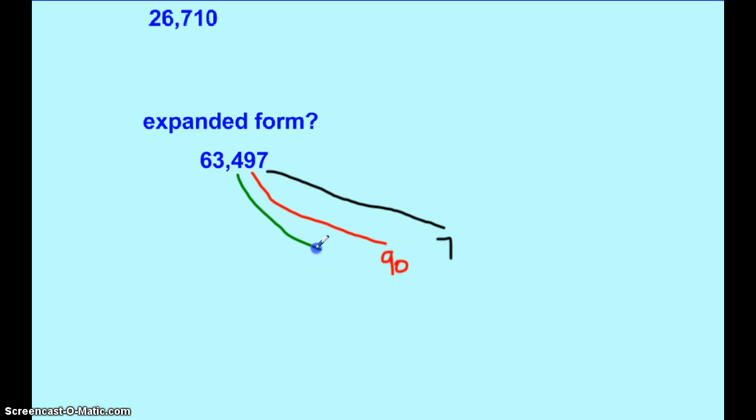The 4 is in the hundreds place, so we would count 4 hundreds, which equals 400. The 3 is in the thousands place, so we have to count 3 thousands, which would be 3,000. And then the 6 is in the 10,000s place, so we're counting by 10,000s, and therefore 6 ten-thousands: 10,000, 20,000, 30,000, 40,000, 50,000, 60,000.